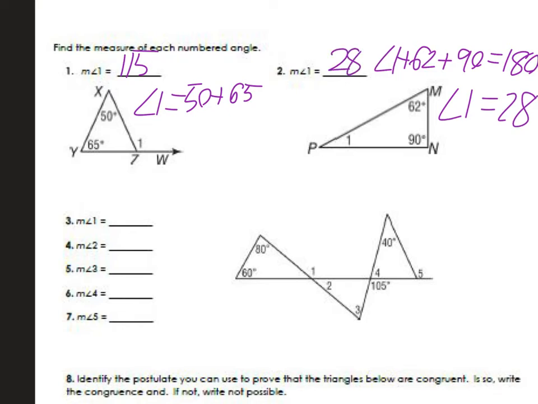3 through 7, we have a puzzle to unlock. So, angle 1, exterior angle theorem.